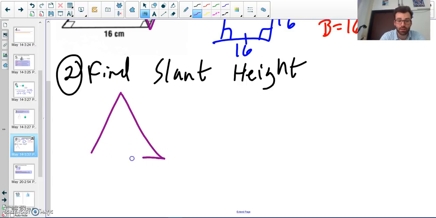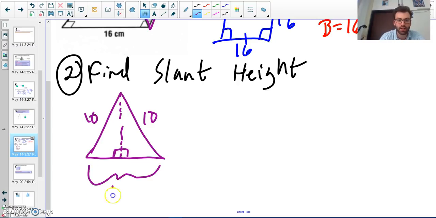10 is not the slant height. Let's make that clear. 10 is this edge right here. The slant height is perpendicular to this side. 8 and 8, 10 and 10.